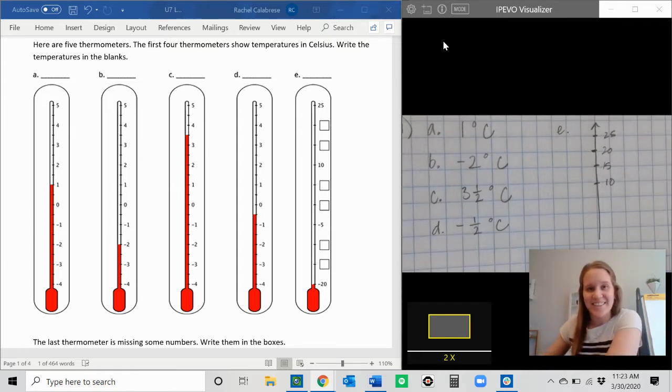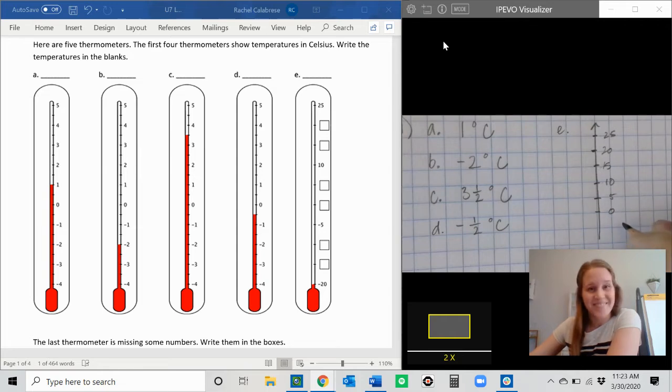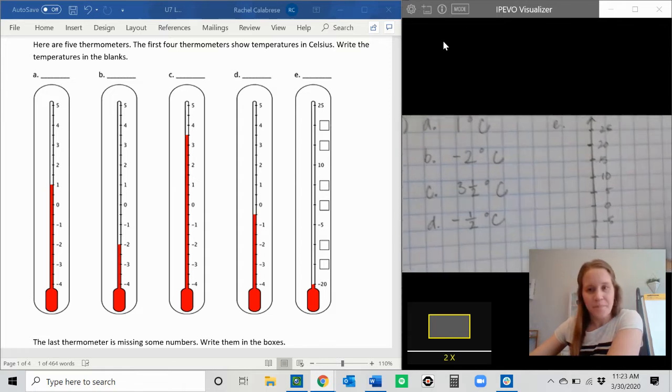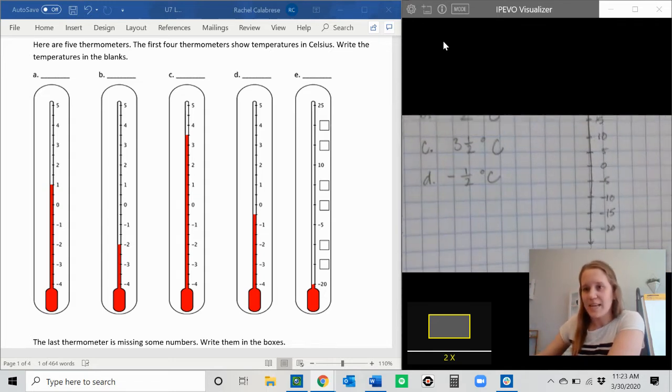So let's practice our integer subtraction. Below 10, 5 below 10 is 5. 5 below 5 is, did you say 0? Good, you're already adding opposite numbers. Nicely done. And then 5 below 0, this one was given to us, is negative 5. Negative 10. Negative 15, and negative 20.